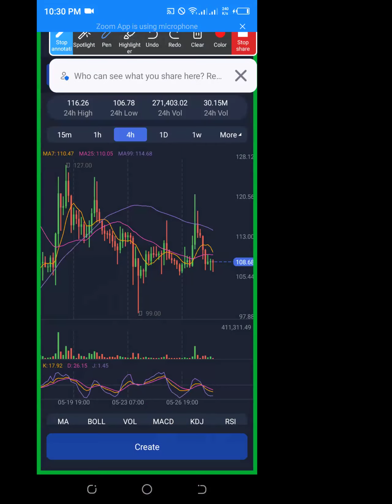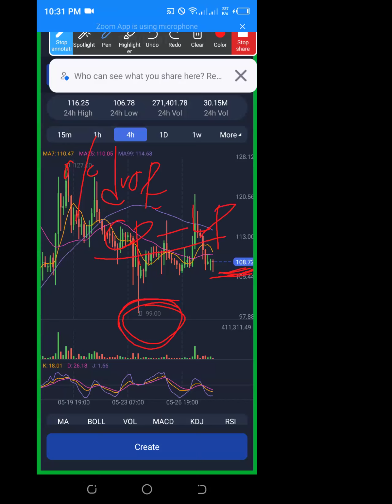How do we calculate the call drop? You can say the percentage drop from the current price up to this lower low is equal to the current price, which is this one, minus the lowest price, which is 99, divided by the lowest price, times 100%. That is the formula you can use.